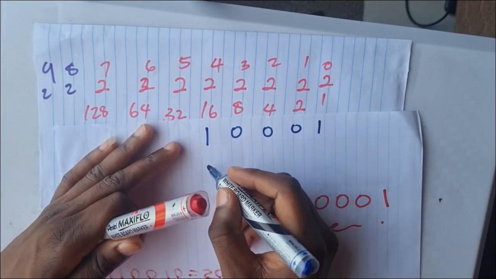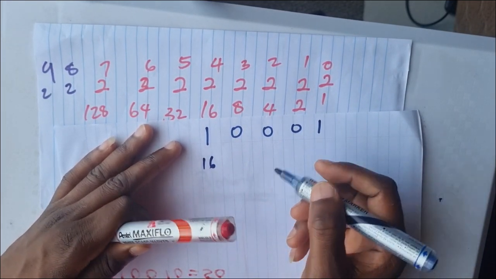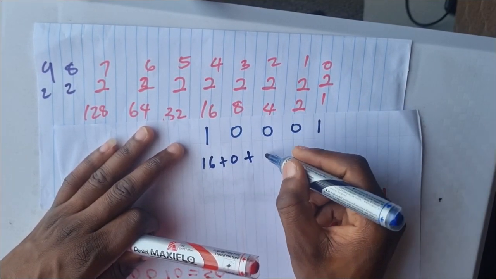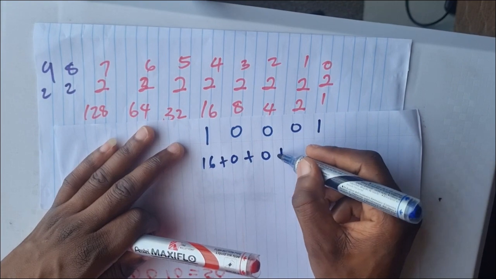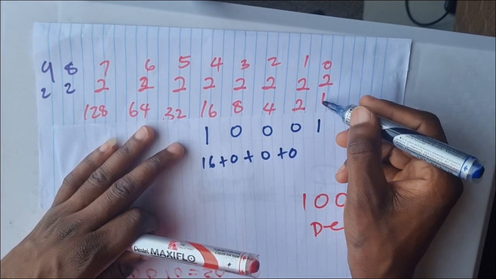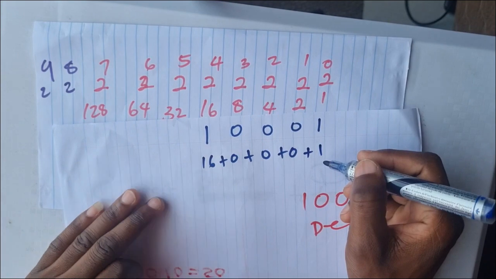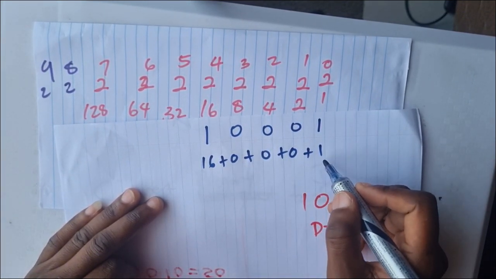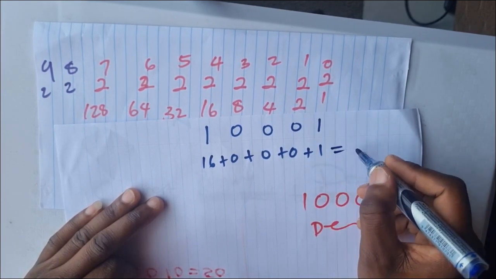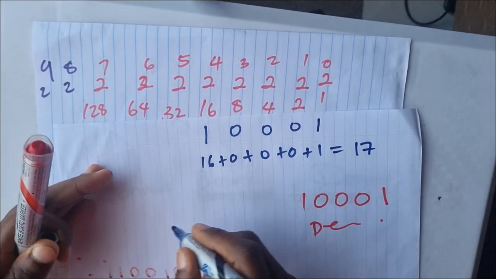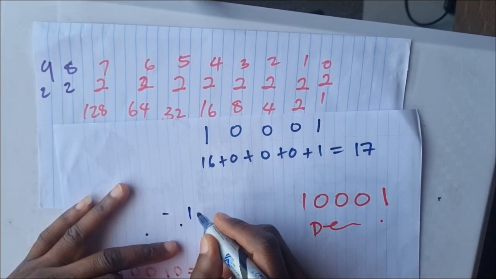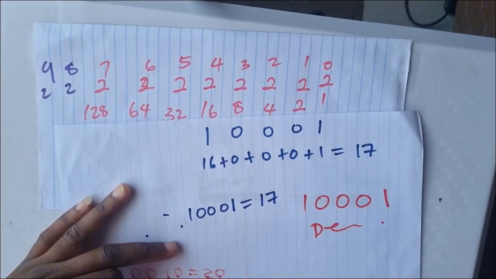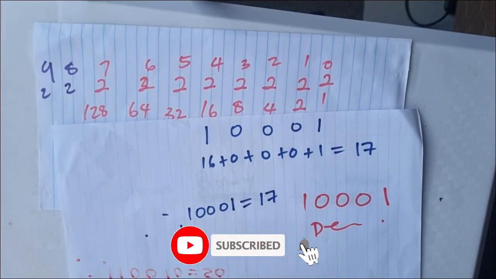So 16 times 1, we're going to have 16. 8 times 0, we have 0. 4 times 0, we have 0. 2 times 0, we have 0. 1 times 1, we have 1. So when we add these numbers, 16 plus 0 plus 0 plus 0 plus 1, it's going to give us 17. Therefore, 10001 in binary is equivalent to 17 in decimal.